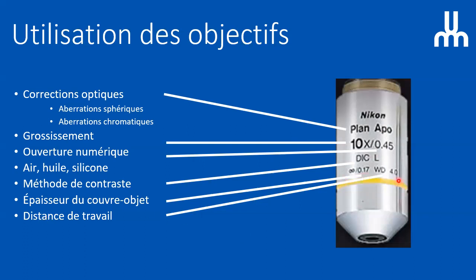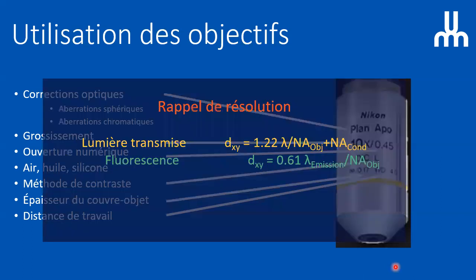And finally, the working distance. It's the distance between the objective and the focal plane. So it tells you where your sample should be. Here it's 4 millimeters, so we're quite far from the sample. It's fine, but sometimes you can get very, very close. Just a reminder about resolution.